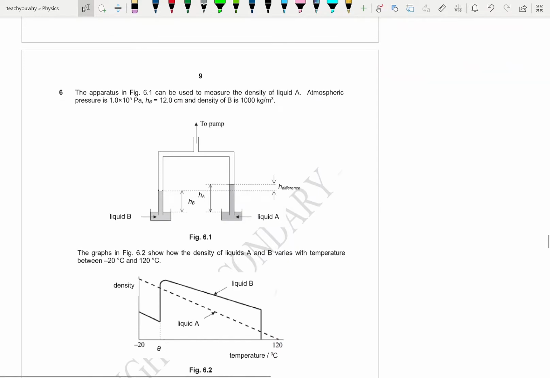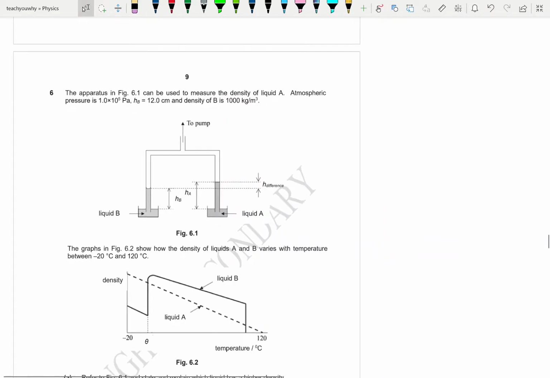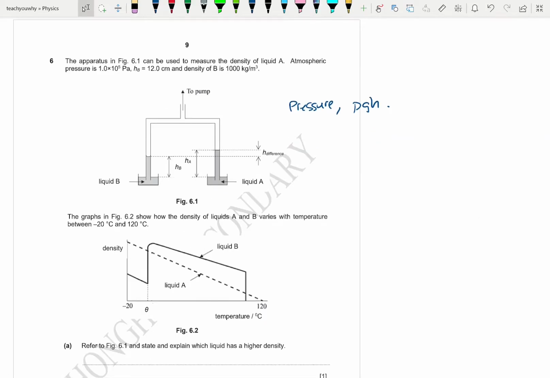Alright, so question 6. At a glance, I know that this question is on pressure and then your rho g h. Okay. So let's see. We have a pump and then we have a kind of barometer. There's a height difference, liquid A, liquid B.